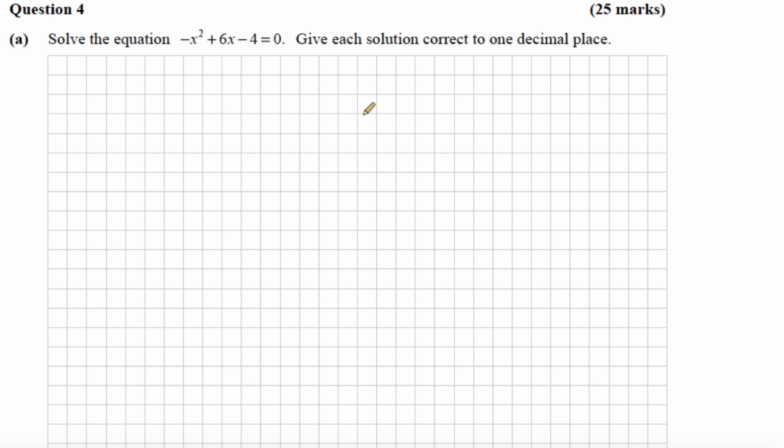is in your tables book, and the quadratic formula is x is equal to minus b plus or minus the square root of b squared minus 4ac all over 2a. So what we need to do is identify a, b, and c.